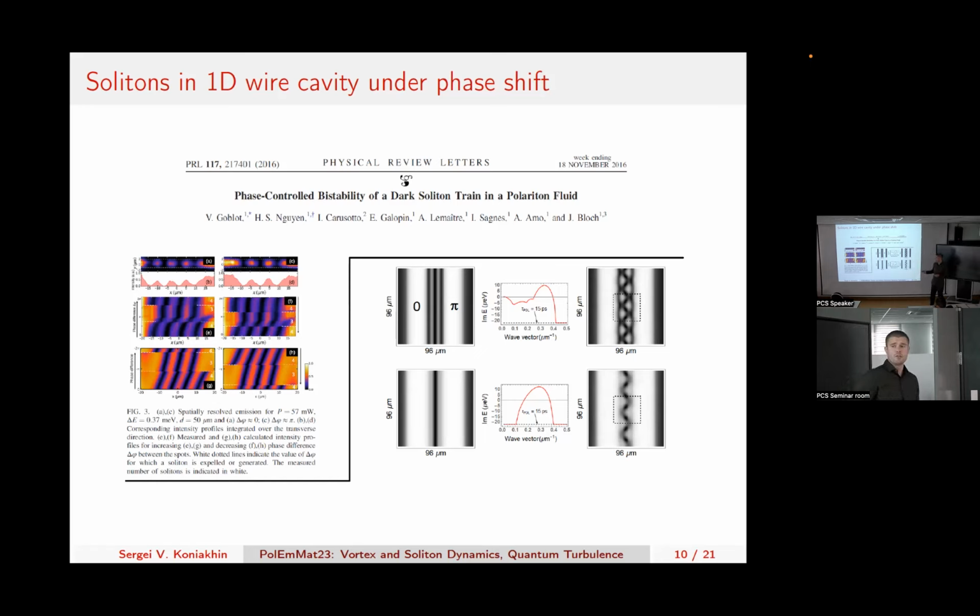And so, depending on the phase difference between the spots of the laser, they were observing an even or odd number of solitons. In the same manner, if we apply a phase difference between the channel walls, we will obtain an odd or even number of solitons on demand, evolving to specific patterns of vortex and antivortex.